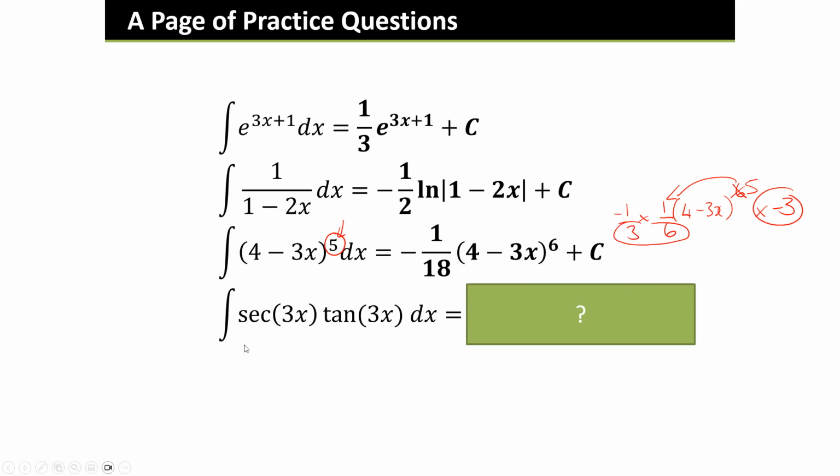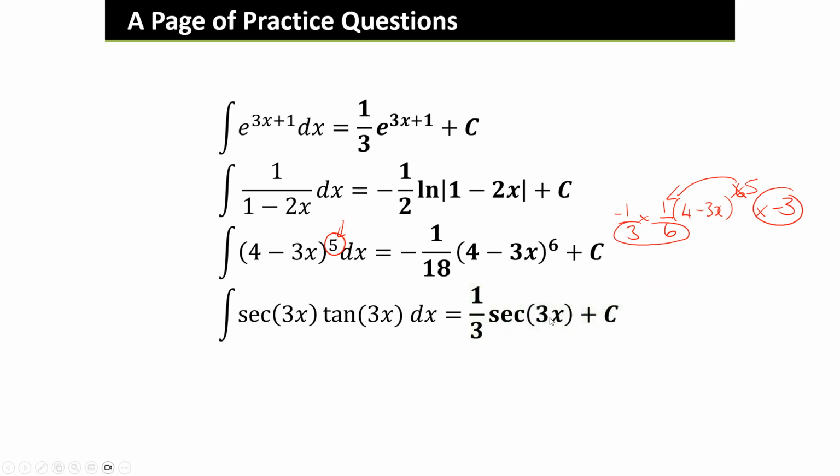Does that make sense? Now before, when we had sec tan and just single x, that integrated to sec. So thinking about the outside function, it's just going to be sec 3x, but then we're going to also times by 3 from the chain rule when we differentiate. So we need to get rid of that and put a third on the front.